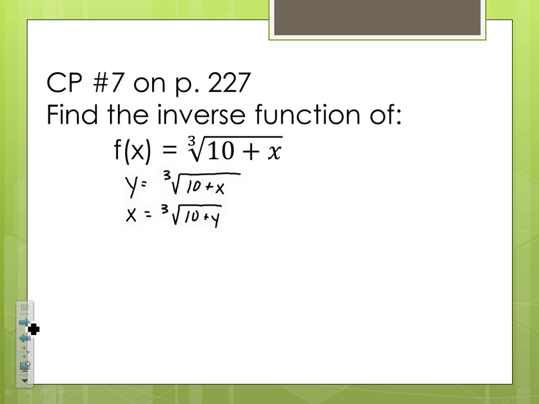Well, y right now is contained underneath that cubed root sign. So in order to get rid of the cubed root so we can get at our y, we're going to need to cube both sides. Last thing to get y alone is to subtract 10. And now we can substitute back in our function notation. So with a little practice, I wouldn't go so far as to tell you guys that you're going to think they're fun, but they become very doable.